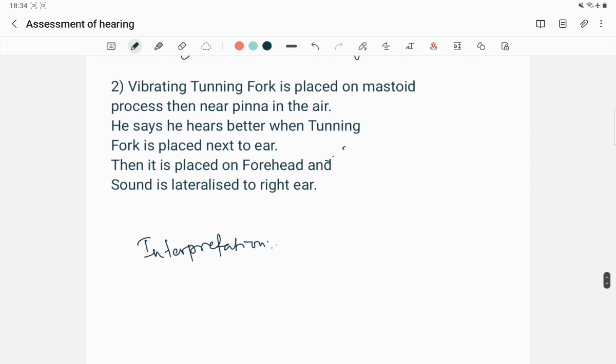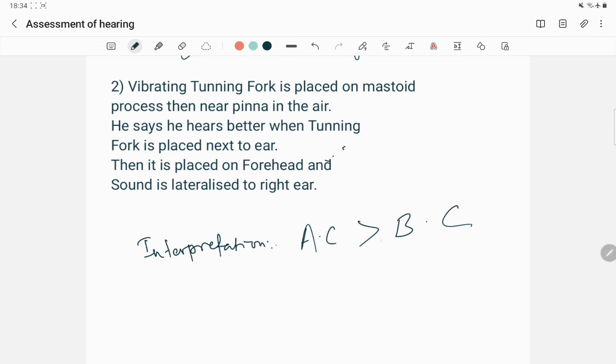Second exercise. A vibrating tuning fork is placed on the mastoid process and then near the pinna in the air. He says he hears better when the tuning fork is placed next to the ear. With this we can say air conduction is better than bone conduction, which is normal for Rinne. Then it is placed on the forehead and sound is lateralized to the right ear. So Weber is not normal, because if it were normal, it would be equal in both ears.